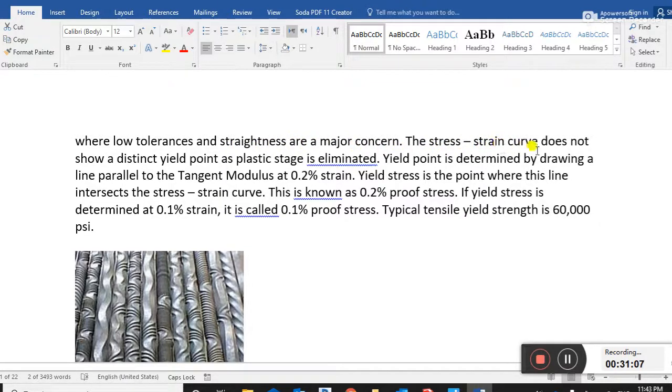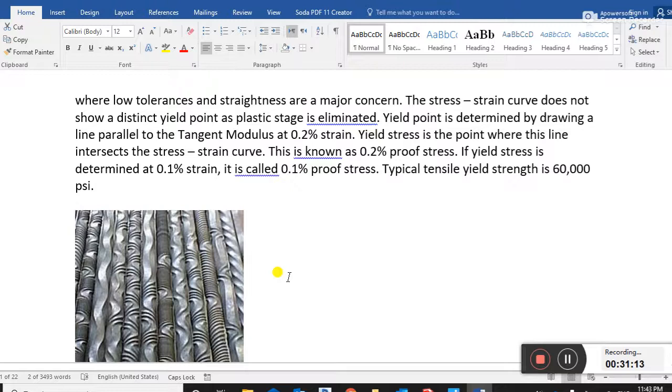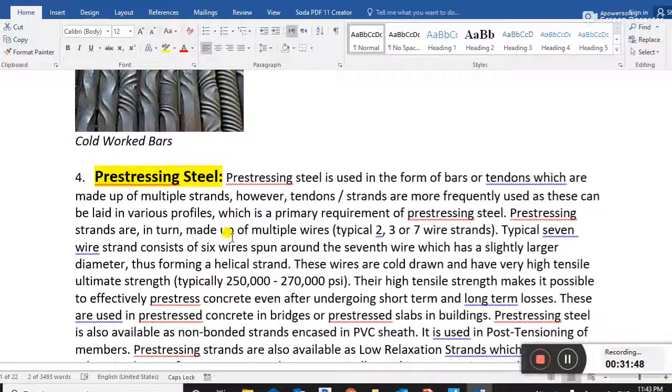This stress-strain curve does not show a distinct yield point as a distinct stage. Since it is eliminated, the yield point is determined by drawing a line parallel to the tangent modulus at 0.2% strain. Yield stress is the point where the line intersects the stress-strain curve. This is known as 0.2 proof stress. If the yield stress is determined at 0.1 strain, it is called 0.1 proof stress. Typically, tensile yield stress is 60,000 psi, pounds per square inch.